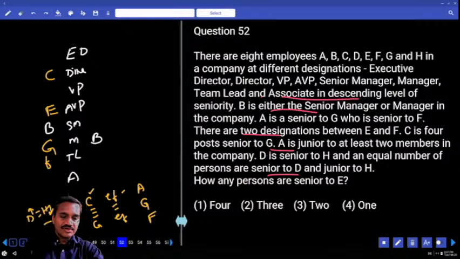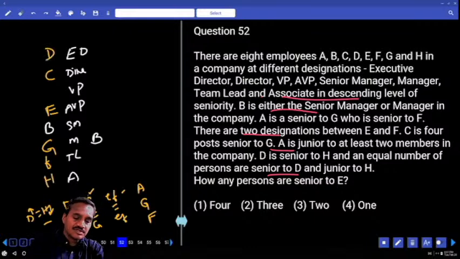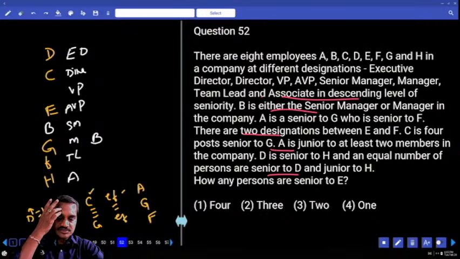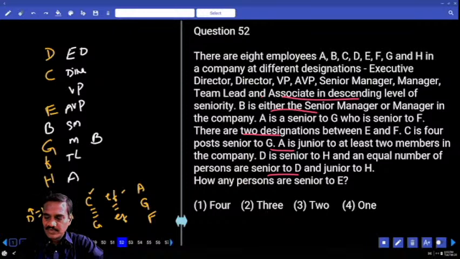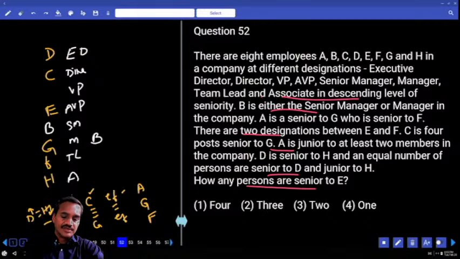Now coming to this one, D is above H. D is here, H is here. Does it fit? The number of persons above D equals the number below H. Then who is the other person left over? E is the person. And how many persons are senior to E? There are three persons senior to E, so that is choice 2.